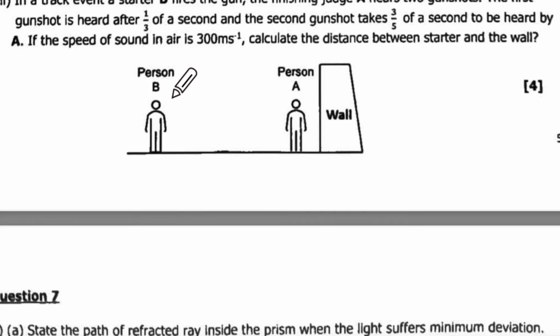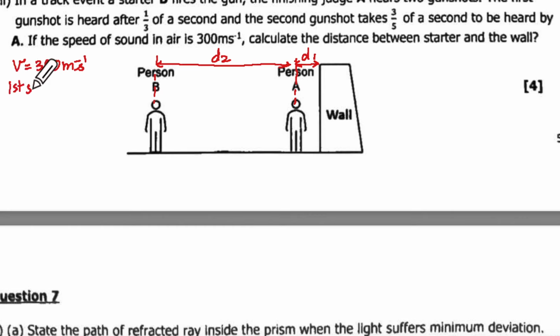Yes, ma'am, done. Okay, done. Now from here to here, just show the dotted line like that. And from here to here, let us call this D1. Okay. And from here to here, let us call it D2. Yes, miss. Let us write V is equal to 300 meter per second. And A hears 2 gunshots.